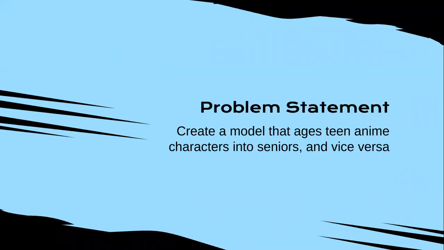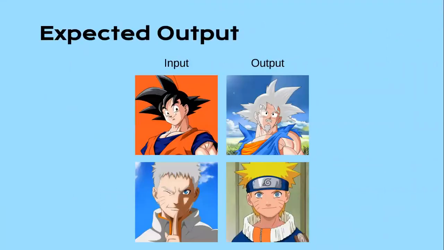The problem statement. We want to simply create a model that ages teen enemy characters into seniors and also does the aging by making senior enemy characters into teens. This is an example of the expected input and the expected output that we ideally want the model to have.